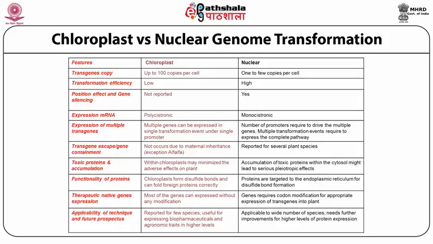Transgene escape and containment. The chloroplast has the advantage that the gene cannot escape through the pollen. In the nuclear genome, nuclear DNA is present in the pollen, so it can easily cross-contaminate other crops. The chloroplast is not present in mature pollen, so it will not spread to other crops.